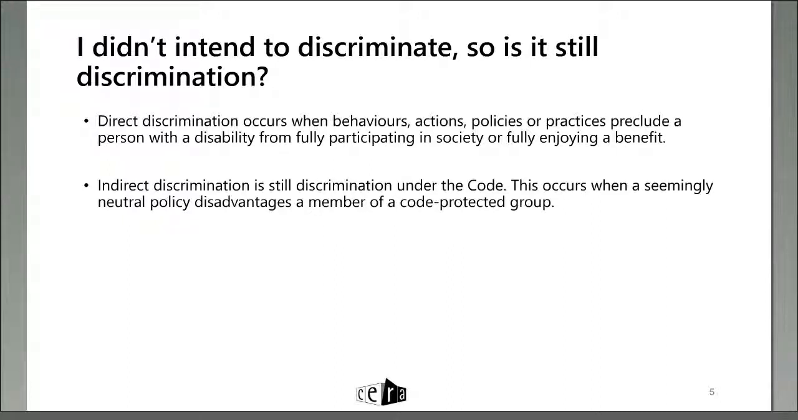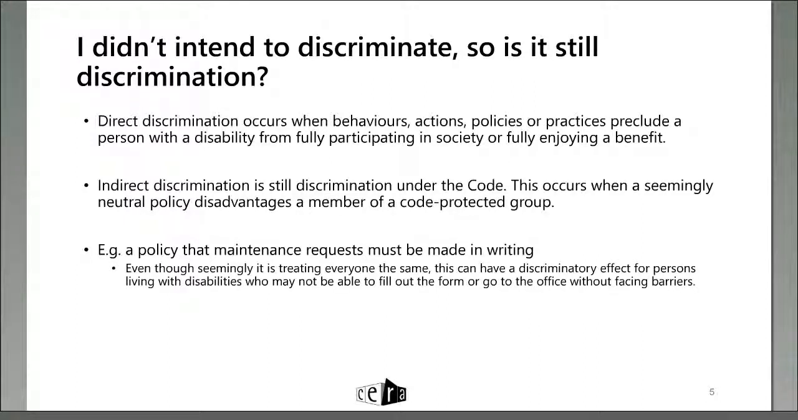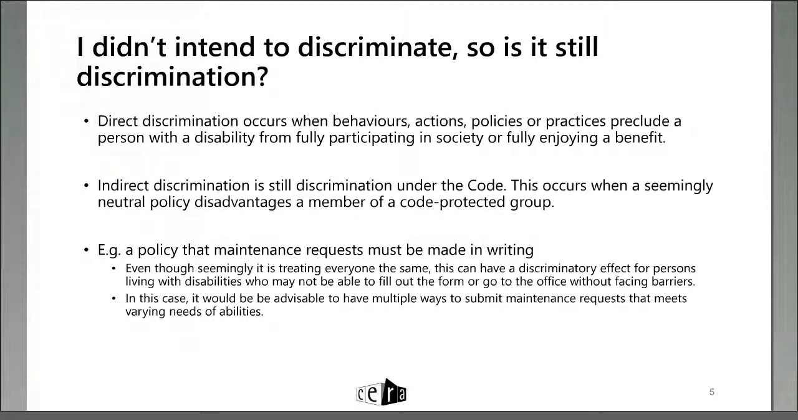Indirect or adverse effect discrimination is often harder to identify and can happen even when someone is acting in good faith. This type of discrimination occurs when a seemingly neutral policy, rule, or practice disadvantages a member of a code-protected group. Even if unintentional, indirect discrimination is still discrimination under the code. Discrimination does not have to be intentional. A person can be found to have discriminated even if they did not mean to do so.